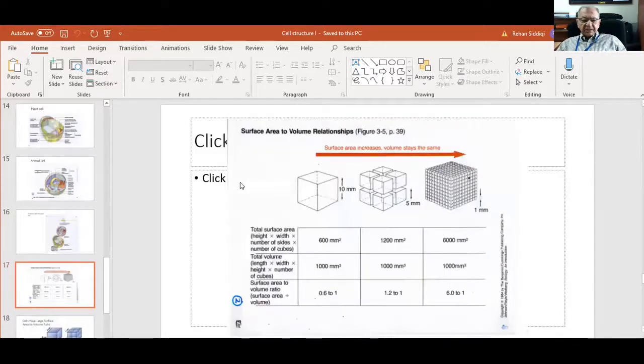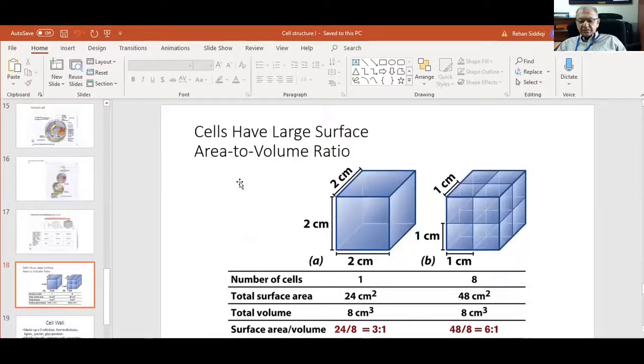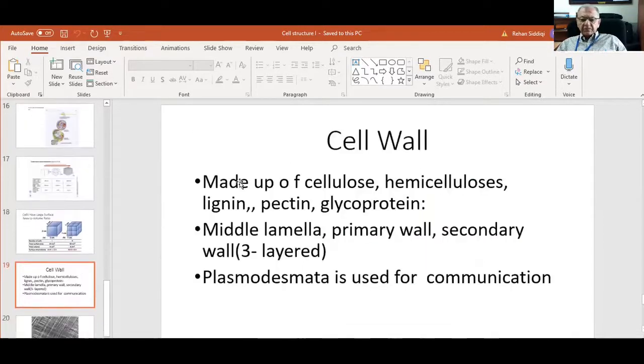Okay, this next slide tells you why cells are so small. So here you can see surface to volume ratio, and here they have more surface area. And the second thing is they can have efficient transportation with the help of the small cells. So you have to remember, cells have large surface area to volume ratio, and then you can have much more efficient transportation with the help of smaller cells. Next, we go to cell wall.